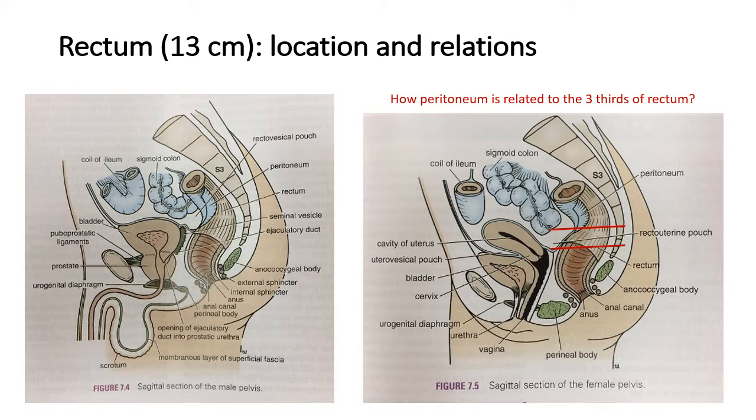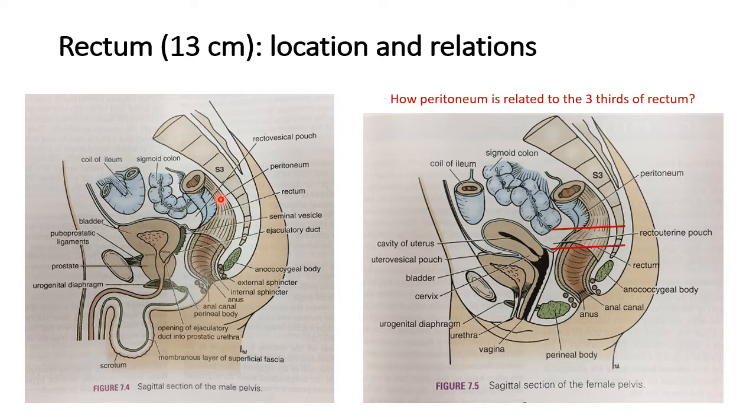Now let's move to the rectum. Again, the same images that I used in the slides of the sigmoid, now I will use them again for the rectum. This is the rectum, it starts from S3 and ends at the pelvic diaphragm down there, where it continues with the anal canal. So it's about 13 centimeters long. The anal canal will be only the last 4 centimeters, and the rest is rectum.